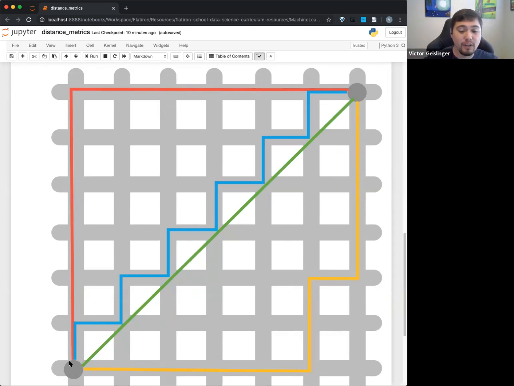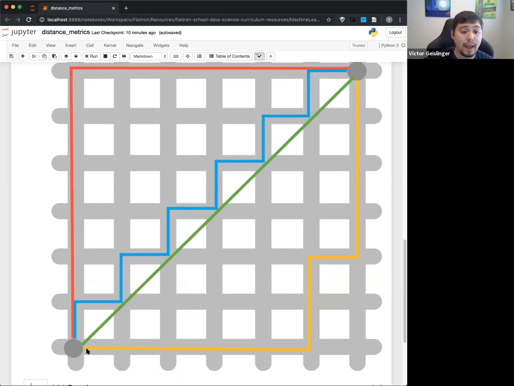So here, we go up 1, 2, 3, 4, 5, 6 blocks, and then 1, 2, 3, 4, 5, 6 blocks to the right, or east, whatever. And that would be a total of 12 blocks away. What's nice about this is, as long as the blocks are all the same size, you can go up 1, east 1, north 1, east 1, and that will still be 12 blocks away.